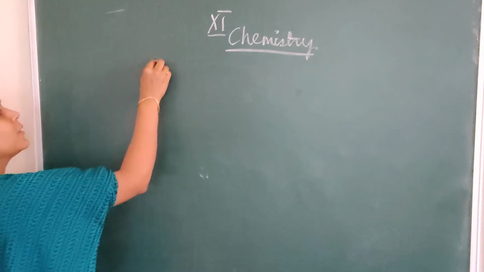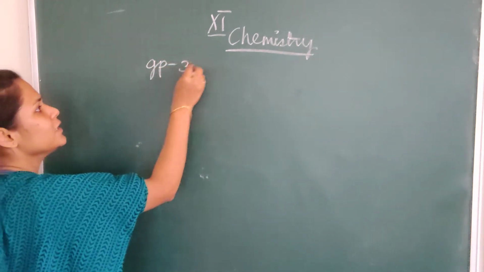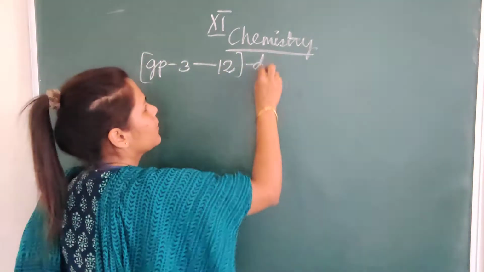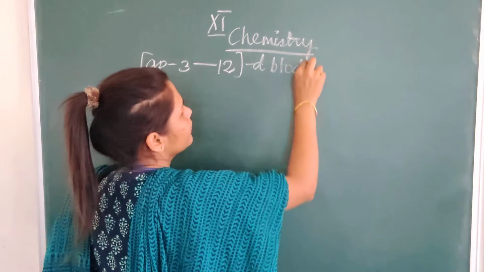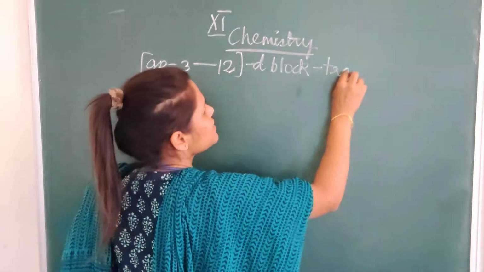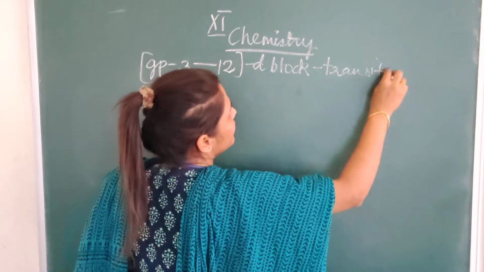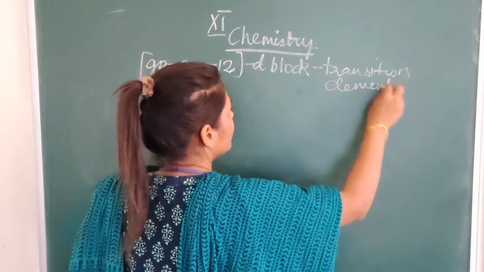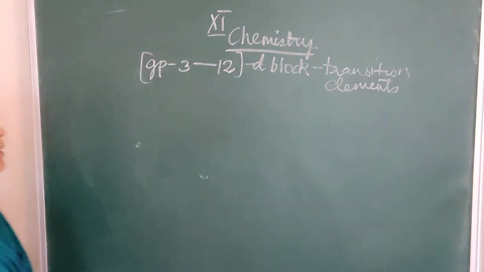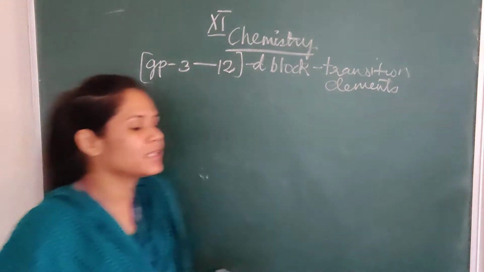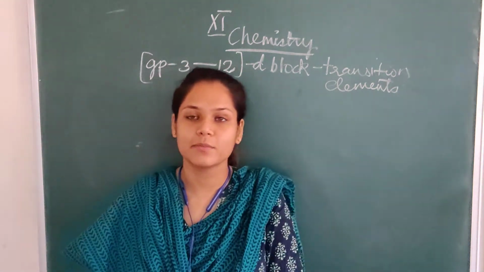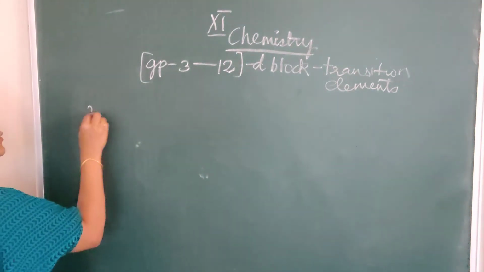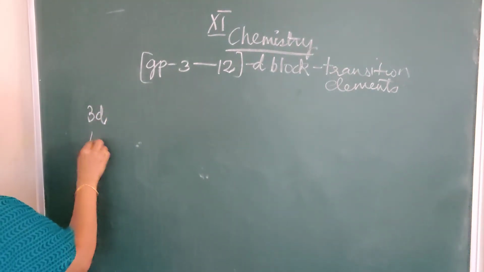So group number 3 to 12 comes under D block. They are also known as transition elements. We'll get to learn more about D block elements in the further classes, but just the introduction is necessary, and it is necessary that you learn all these elements, and the full periodic table is learnt by you. So we are going to discuss D block elements today.